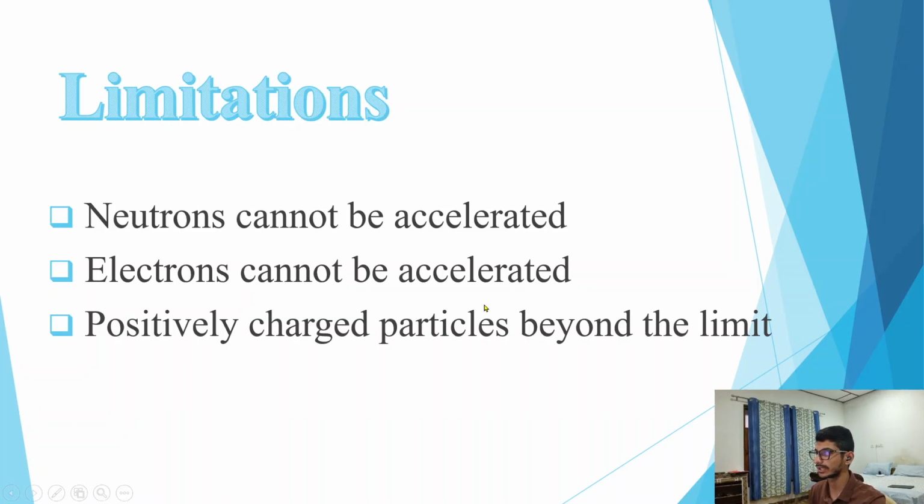And electron cannot be accelerated. Why? An electron can get attracted toward the positively charged D. But why is an electron not accelerated using a cyclotron? The reason behind it is that the mass of the electron is very small, and particles with negligible mass cannot be accelerated using it.